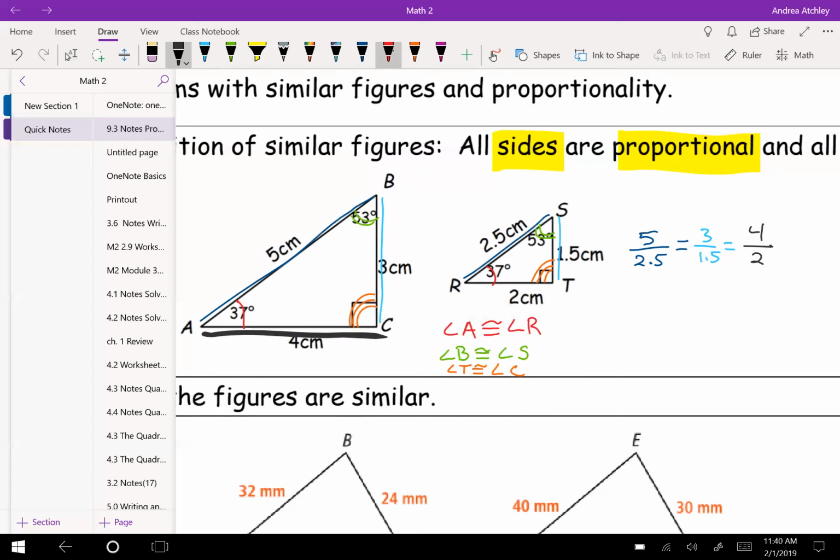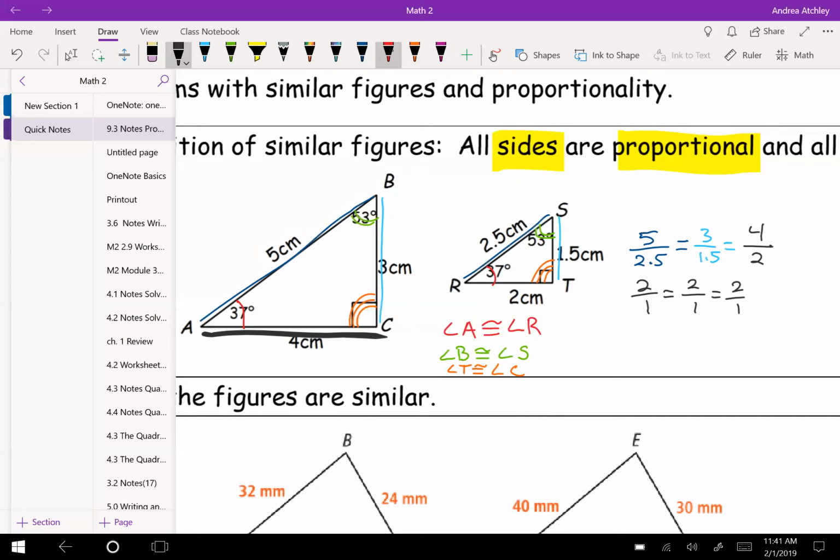Now we have to see if those sides all reduce to the same proportion, because right now they don't look the same, but will they all reduce to the same thing? 2.5 can go into 5 2 times. 1.5 can go into 3 2 times. And 2 can go into 4 2 times. So they all have the same ratio, 2 over 1. So their scale factor is 2 over 1. Makes sense. So those two figures are similar.